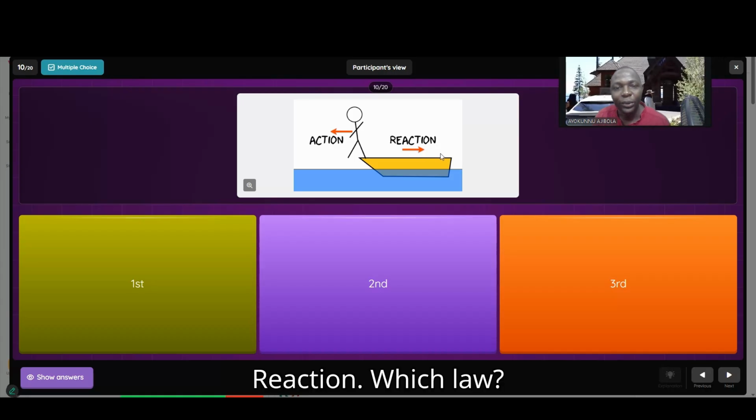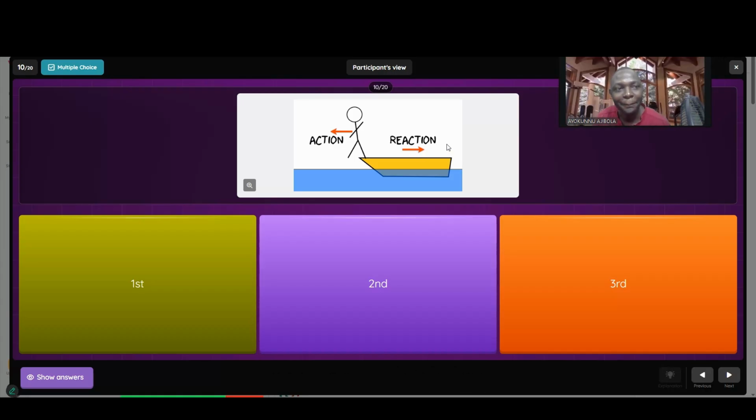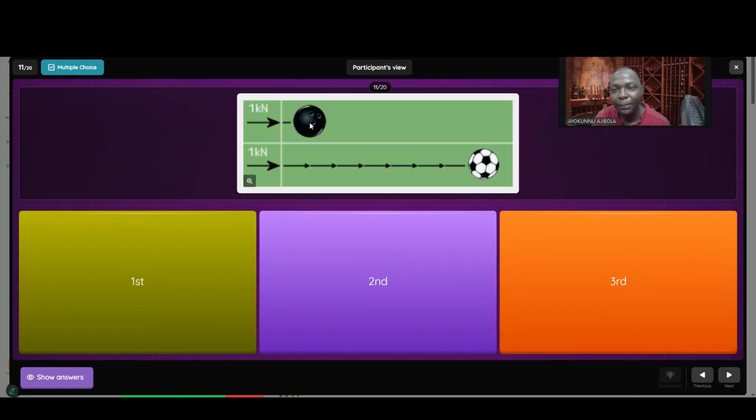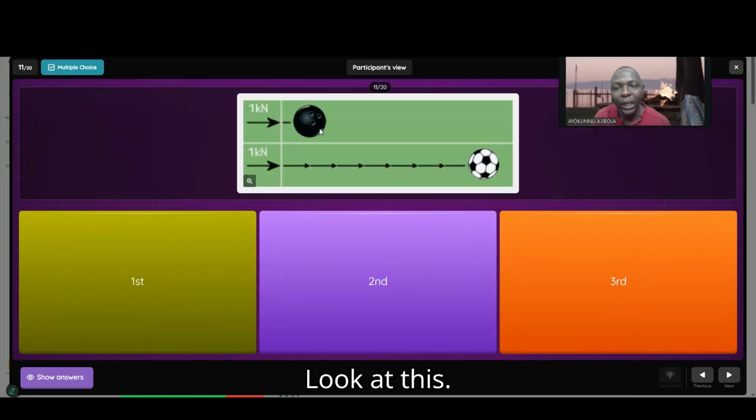Action, reaction. Which law? Third law. That's correct. Look at this.